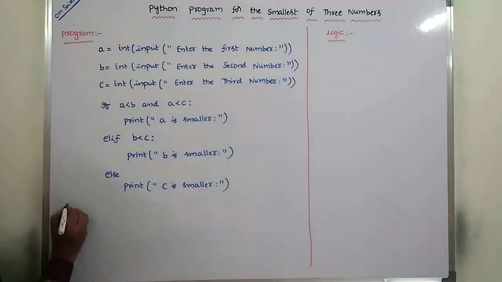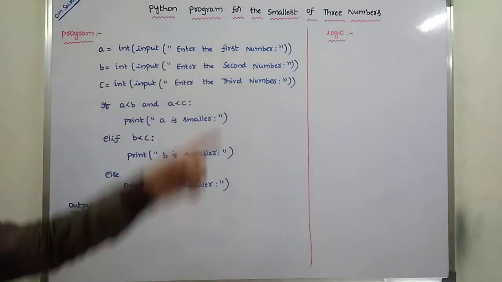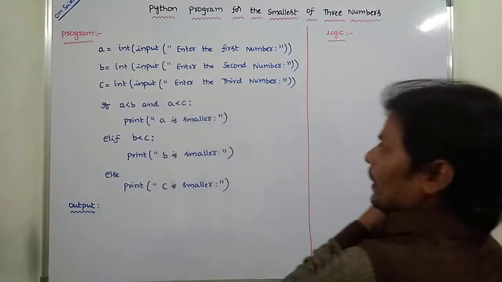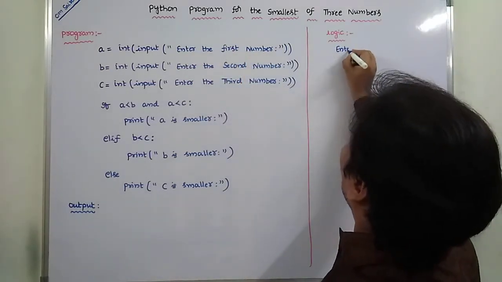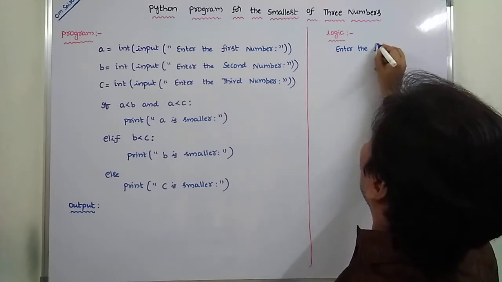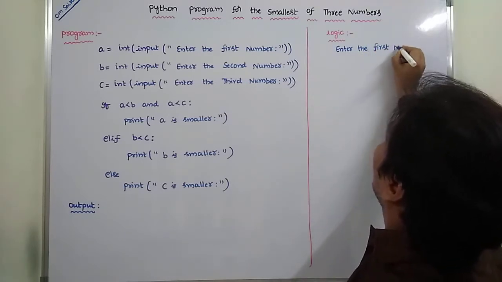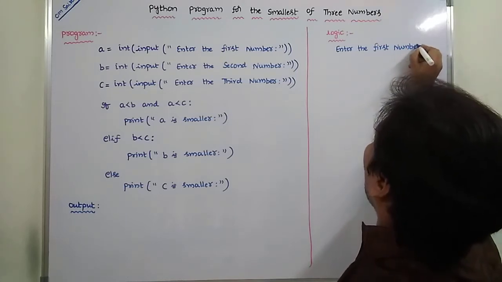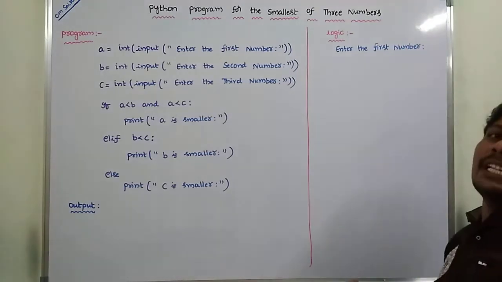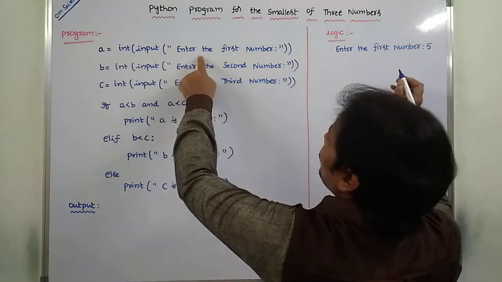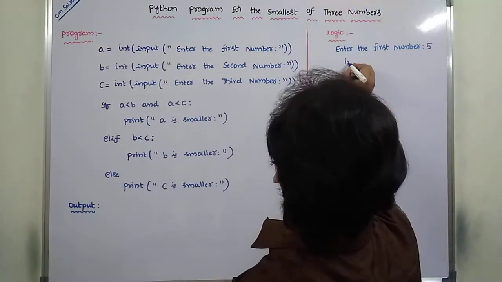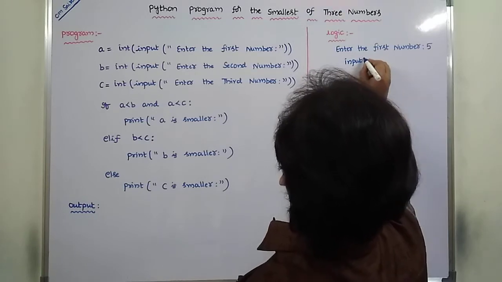I am writing the output after explaining the logic. In the first step, it says enter the first number. So I am entering the value 5 from the keyboard. This value is taken by the input function, that is input of 5.